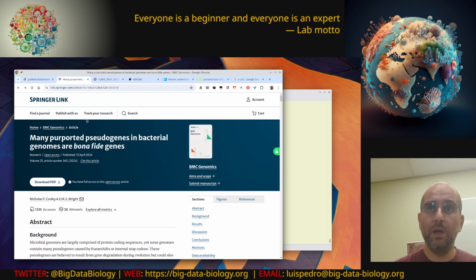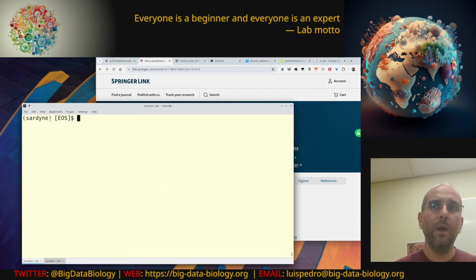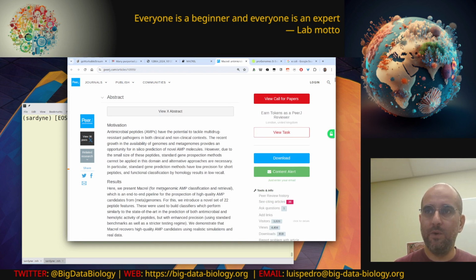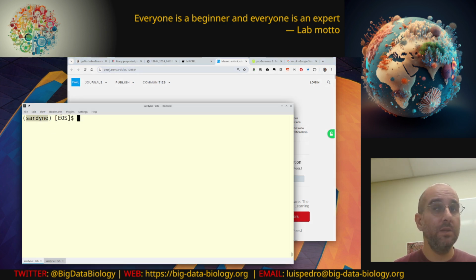I pointed again at Cooley and Wright, and then we started a project, and I said I'm going to be calling it Sardine. There's really no reason. Maybe we'll call it something else. Partly it's because we do have this other unrelated tool called Macrel, and Macrel stands for metagenomic AMP classification and retrieval, but macrel is also a very old-fashioned spelling of mackerel, the fish, and sardine with a Y is a very old-fashioned spelling of sardine, the fish.